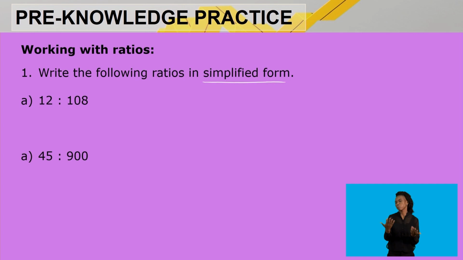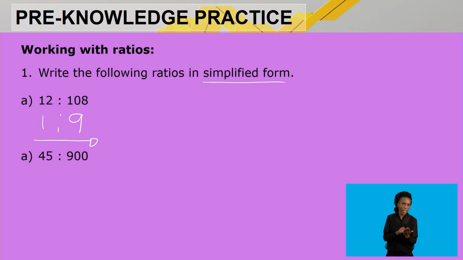Now with your calculator, it is easy because you can simply say 12 divided by 108 using your fraction pattern when you are working with a Casio calculator. So 12 is to 108 will give you 1 is to 9. On your fraction pattern, you can simply say 12 over 108. It will give you a simplified form, which will be 1 is to 9.